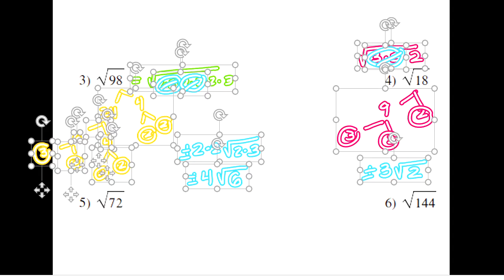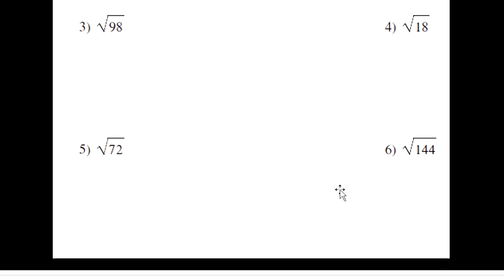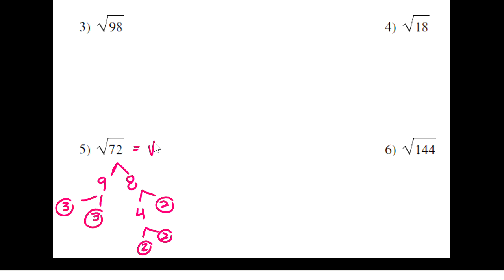Hit pause if you still need to see them, or rewind a little bit if you still need to see those answers. On number 5 and number 6, we're looking first at the square root of 72. The square root of 72, let's break this into 9 times 8. That 8 will be 4 times 2, and that 4 will be 2 times 2. On the 9 side of this, we're going to get a 3 and a 3. And so the square root of 72 can break up into 2 times 2 times 2 times 3 times 3.